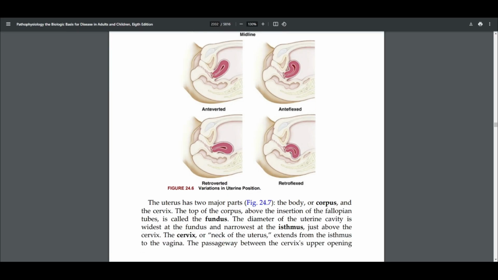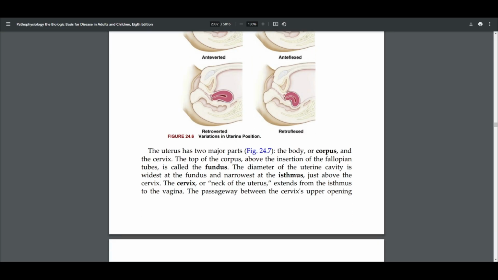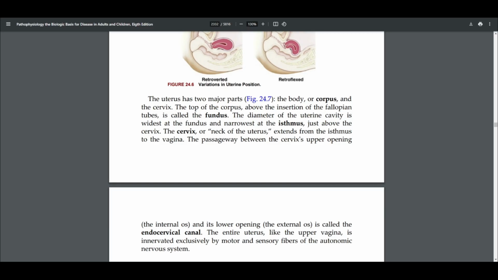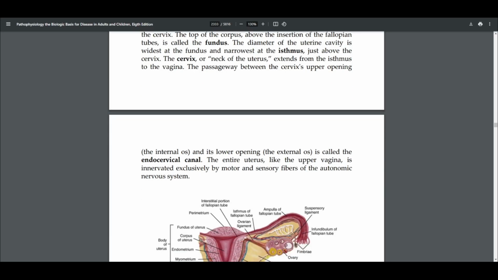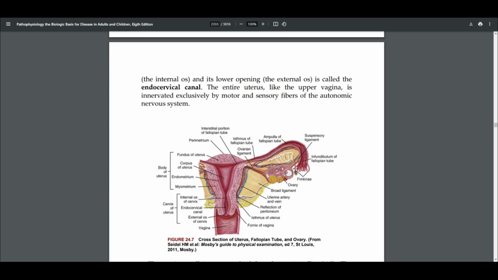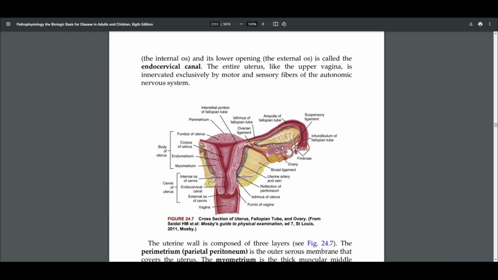The uterus has two major parts, the body or corpus and the cervix. The top of the corpus, above the insertion of the fallopian tubes, is called the fundus. The diameter of the uterine cavity is widest at the fundus and narrowest just above the cervix, at the isthmus. The cervix, or the neck of the uterus, extends from the isthmus to the vagina. The passageway between the cervix's upper opening and its lower opening is called the endocervical canal. The entire uterus, like the upper vagina, is innervated exclusively by motor and sensory fibers of the autonomic nervous system.